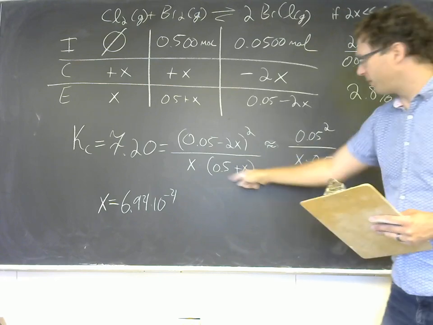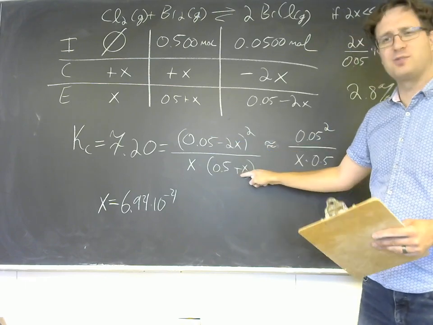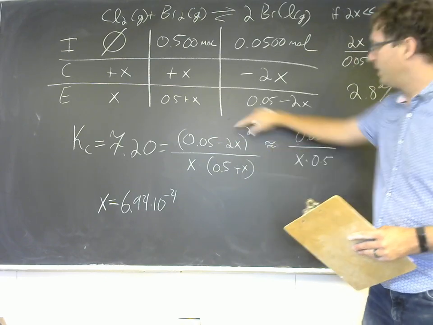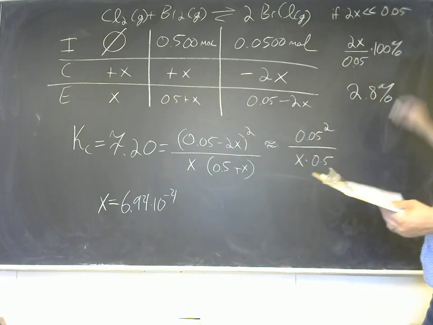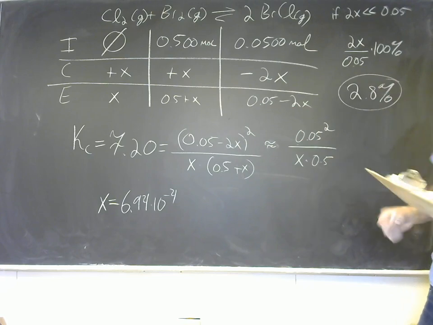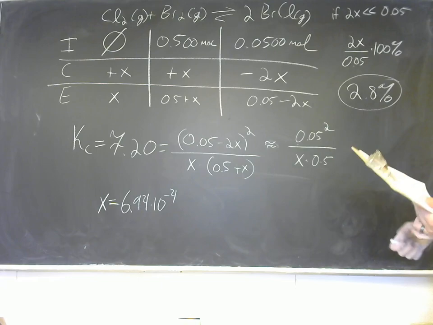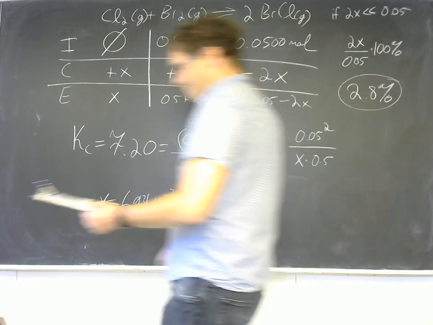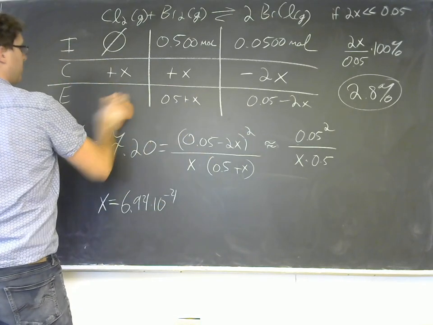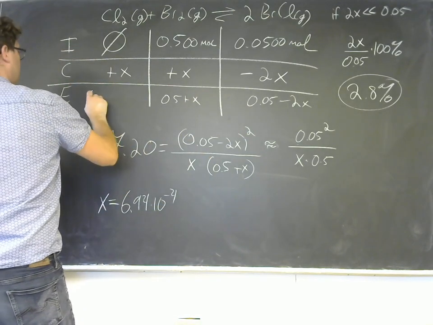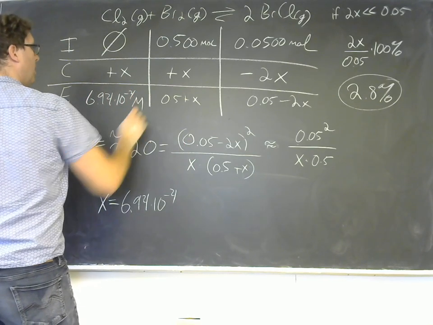Now, if you're wondering about over here, well, 2x is only 2.8% of 0.05. It's going to be even smaller there. We don't even need to check that. If this assumption is good, then that one is certainly good as well. And so that's low enough that thankfully this very simplified form of the equilibrium expression is valid. And now we can start putting x in here to figure out our equilibrium concentrations. This would be 6.94 times 10 to the negative fourth molar.